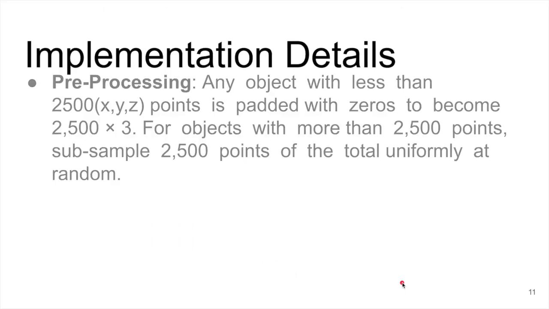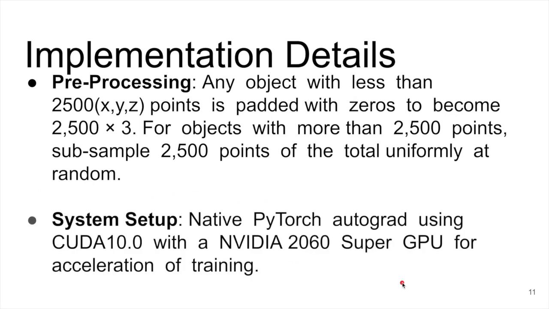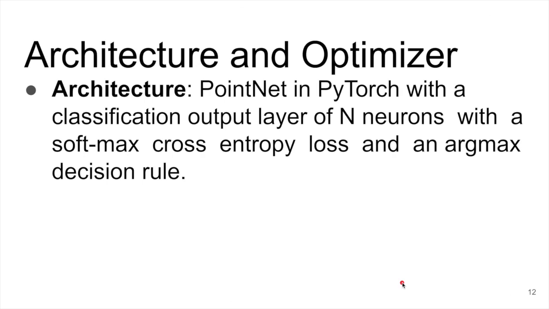For preprocessing, any object with less than 2500 XYZ points is padded with zeros to become 2500 by 3. For objects with more than 2500 points, we subsample 2500 points of the total uniformly at random. Our MAML system uses the native PyTorch AutoGrad using CUDA 10.0 with an NVIDIA 2060 Super GPU for acceleration of training. Our architecture uses PointNet in PyTorch with a classification output layer of n neurons and a softmax cross-entropy loss and an argmax decision rule.